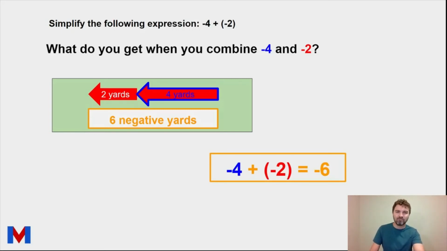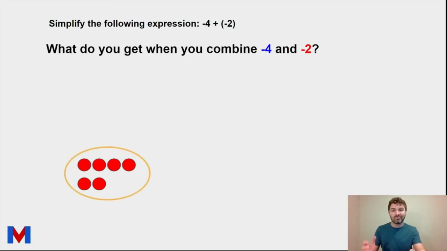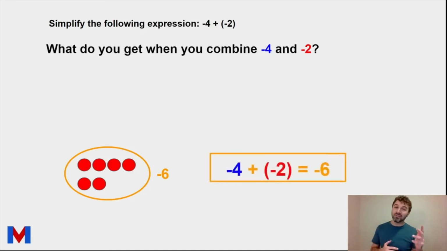All right. Let's look at this with negatives. We have 4 negatives. We have 2 negatives. There's no positives here to cancel anything out. So we have 6 negatives. So -4 plus -2 is -6. Not too crazy, right? All right, let's go check out the number line.